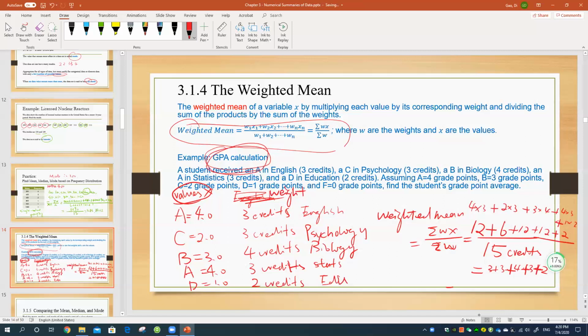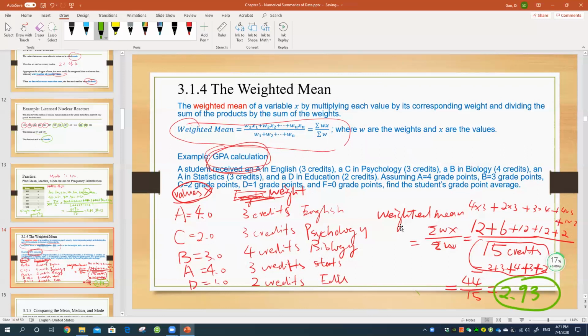And then that's going to be, so this is all for the numerator. What's that going to be? So we got 18 plus 12, that's 30. 30 plus 14, that's 44. Divided by 15. Let's use another color to write the final result. It's going to be 44 divided by 15, 2.93. That's the GPA for this student with this specific transcript.